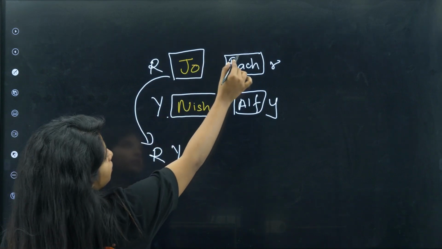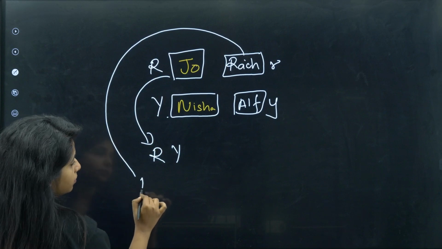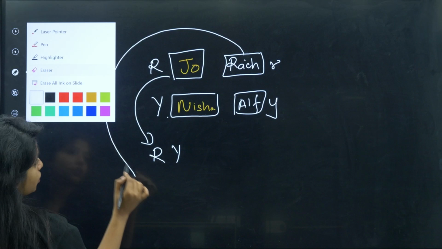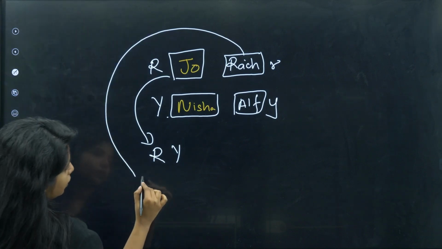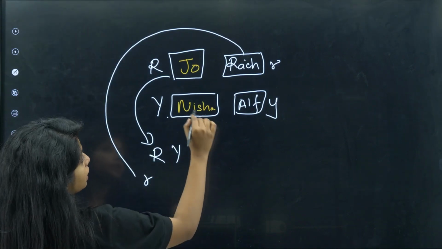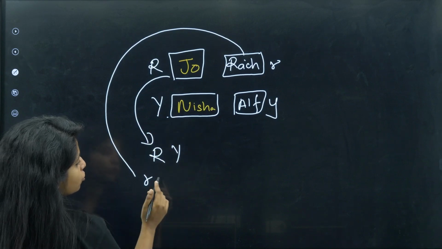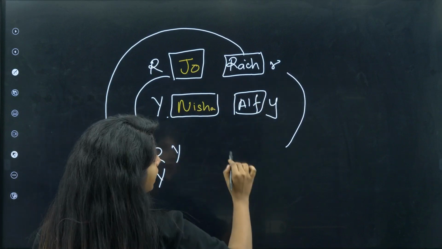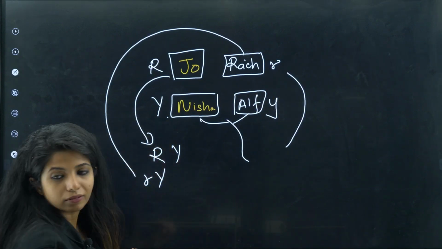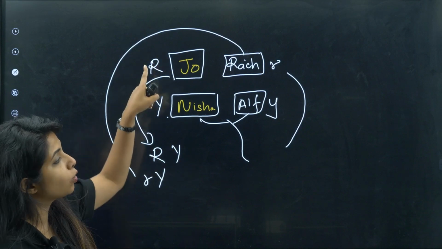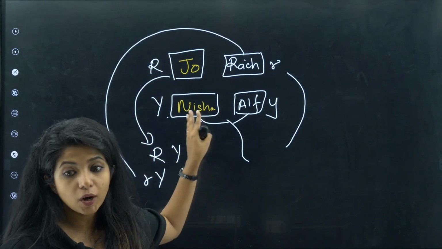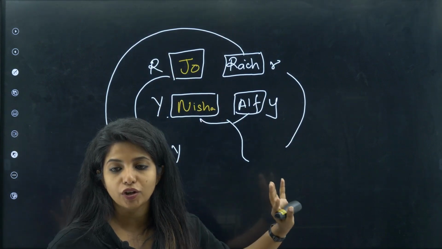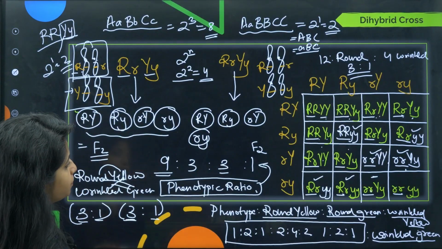Similarly, this person can also come for this match, right? This person can also come for the match, that is small r. If Rach decides to come, it's small r. Now, again, if Nisha wants to come, it will be capital Y. Anyone among them can come, anyone among them can also come down. It is independent. You cannot say that Joe will always go with Nisha or Joe will go with Alf. You cannot do that. So basically they are independently assorting from each other. I hope it's clear to you.